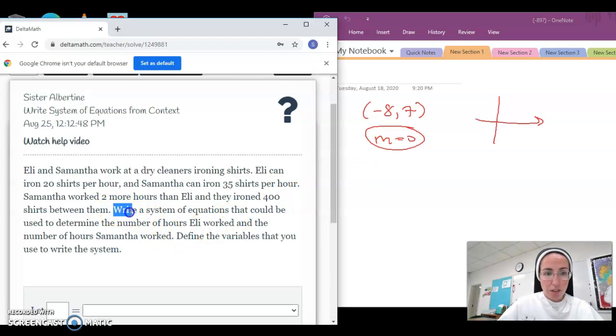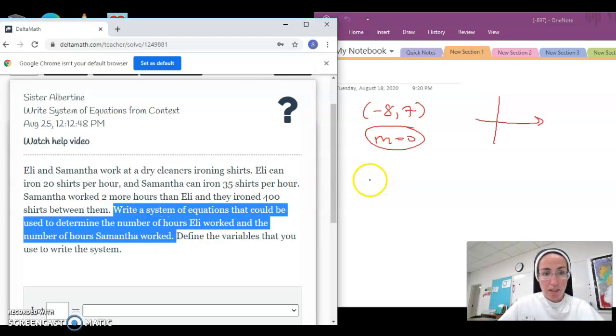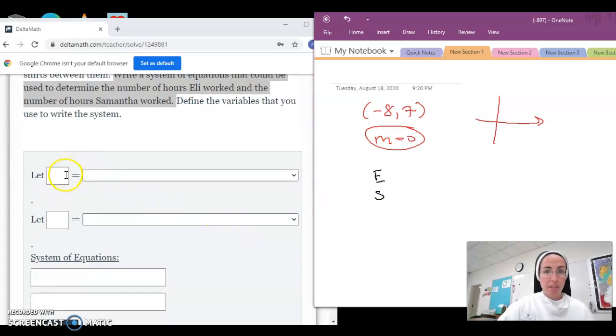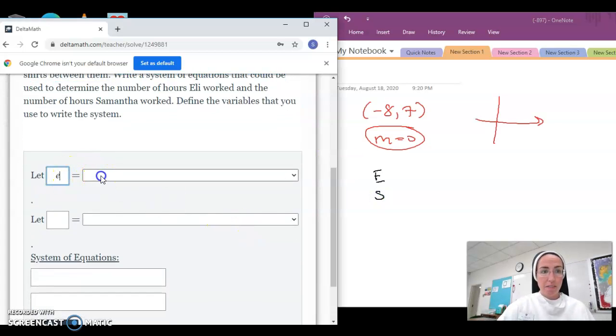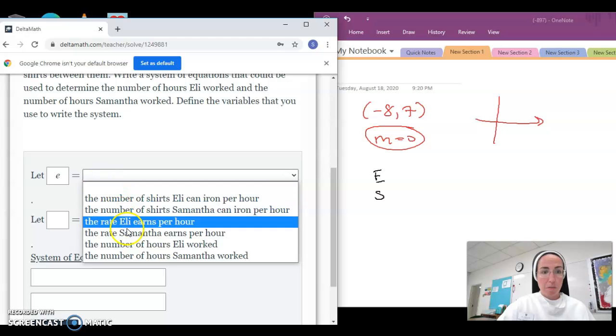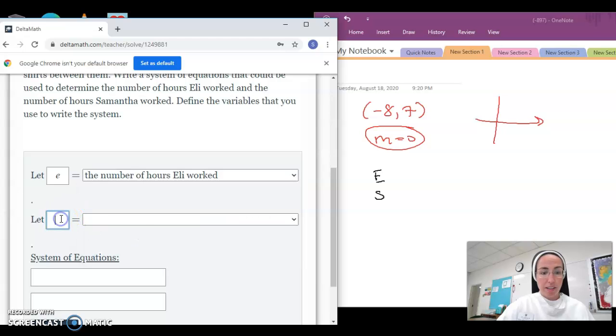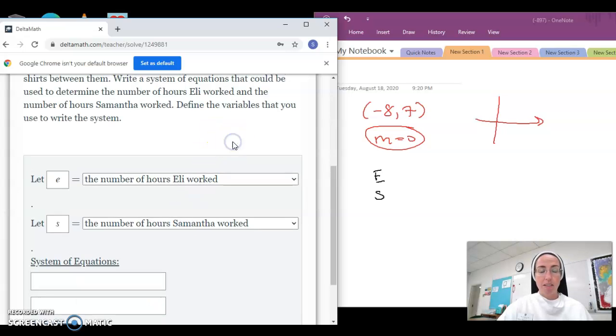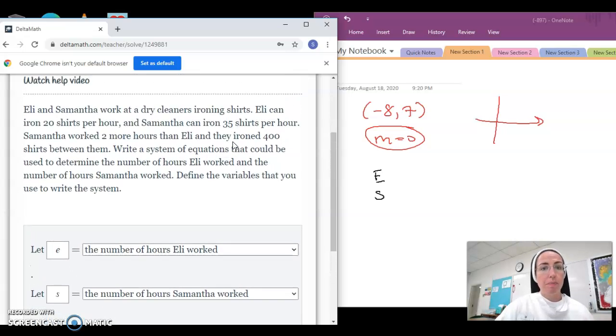Okay, so that's our first clue. These are going to be our 2 variables. Hours Eli worked, hours Samantha worked. So let's call our variables E for Eli and S for Samantha. Let E be the number of hours Eli worked and S be the number of hours Samantha worked. Okay, now let's figure out what else we know.